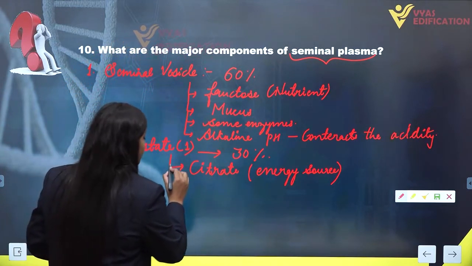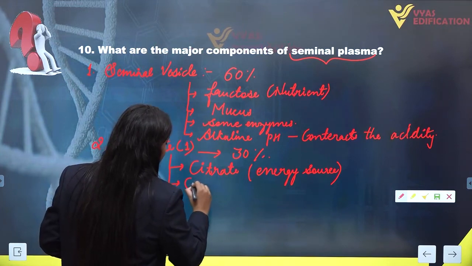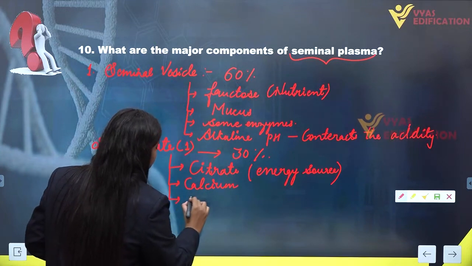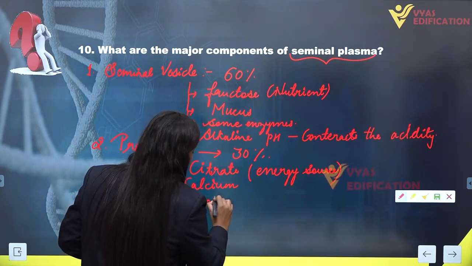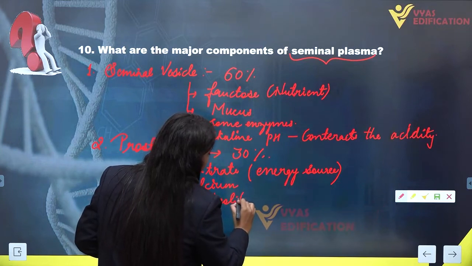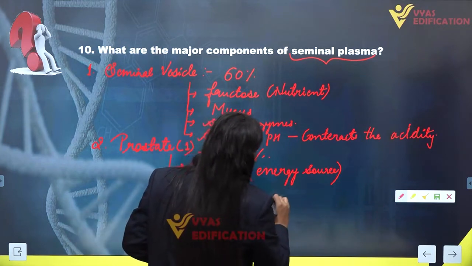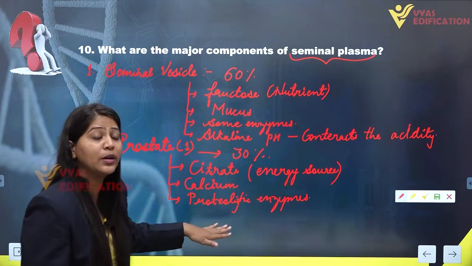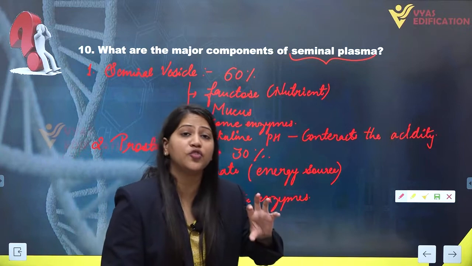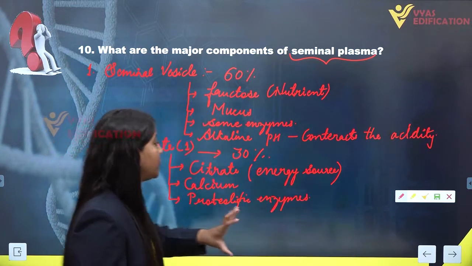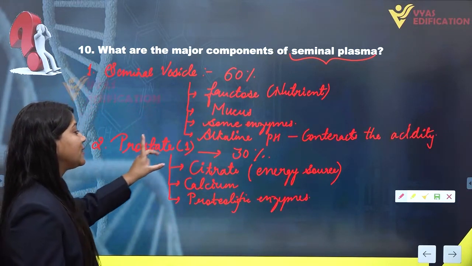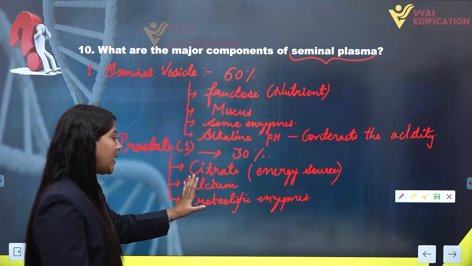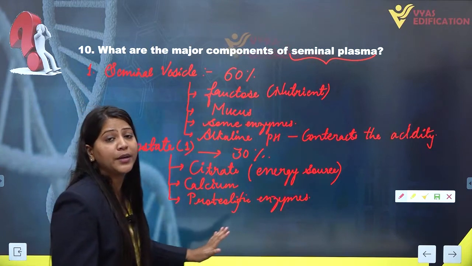Then after citrate, prostate gland also provides us with calcium ions and also with proteolytic enzymes, which help in the liquefying of the ejaculate just before releasing. So prostate gland is actually contributing 30% of the seminal plasma. It provides us with the citrate, calcium ions and proteolytic enzymes.